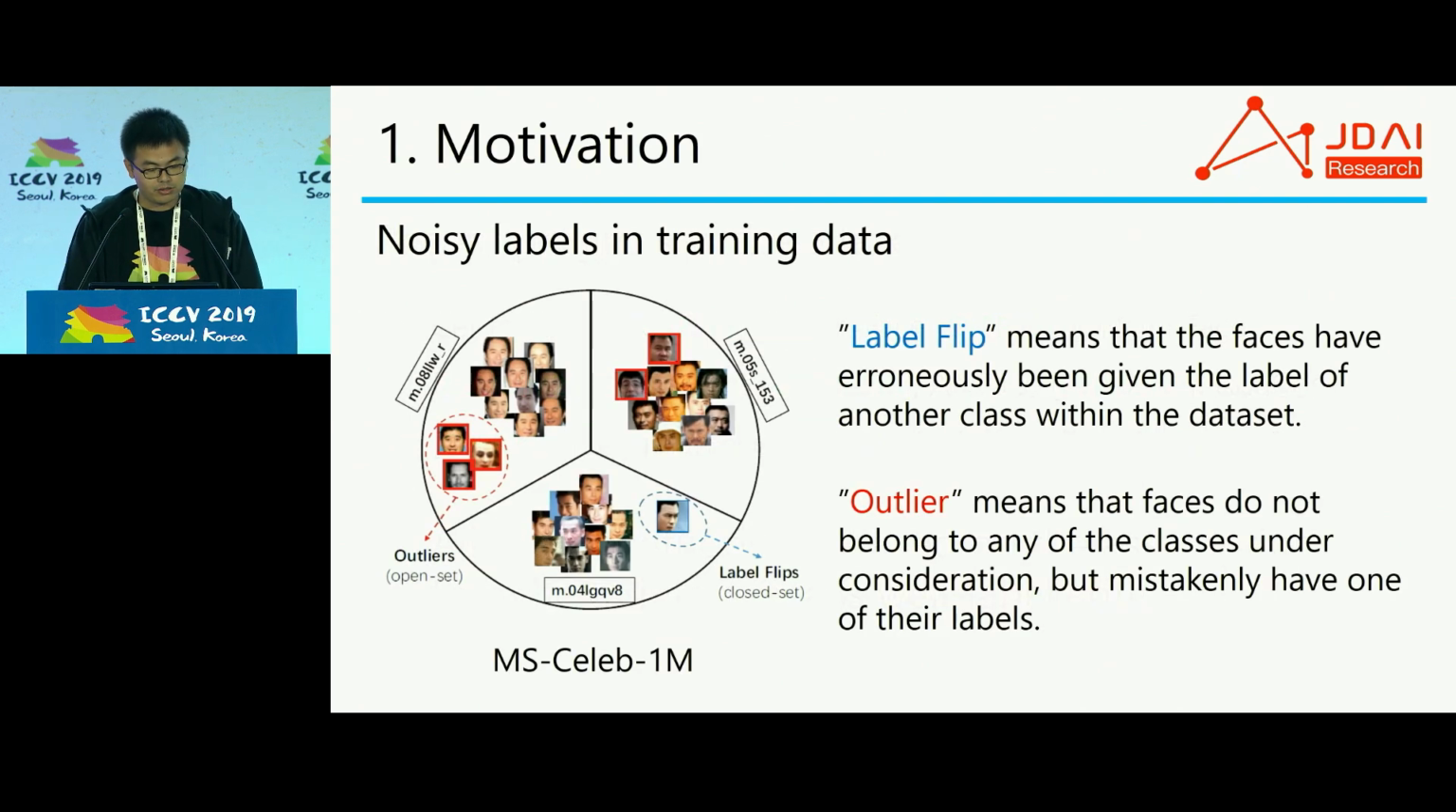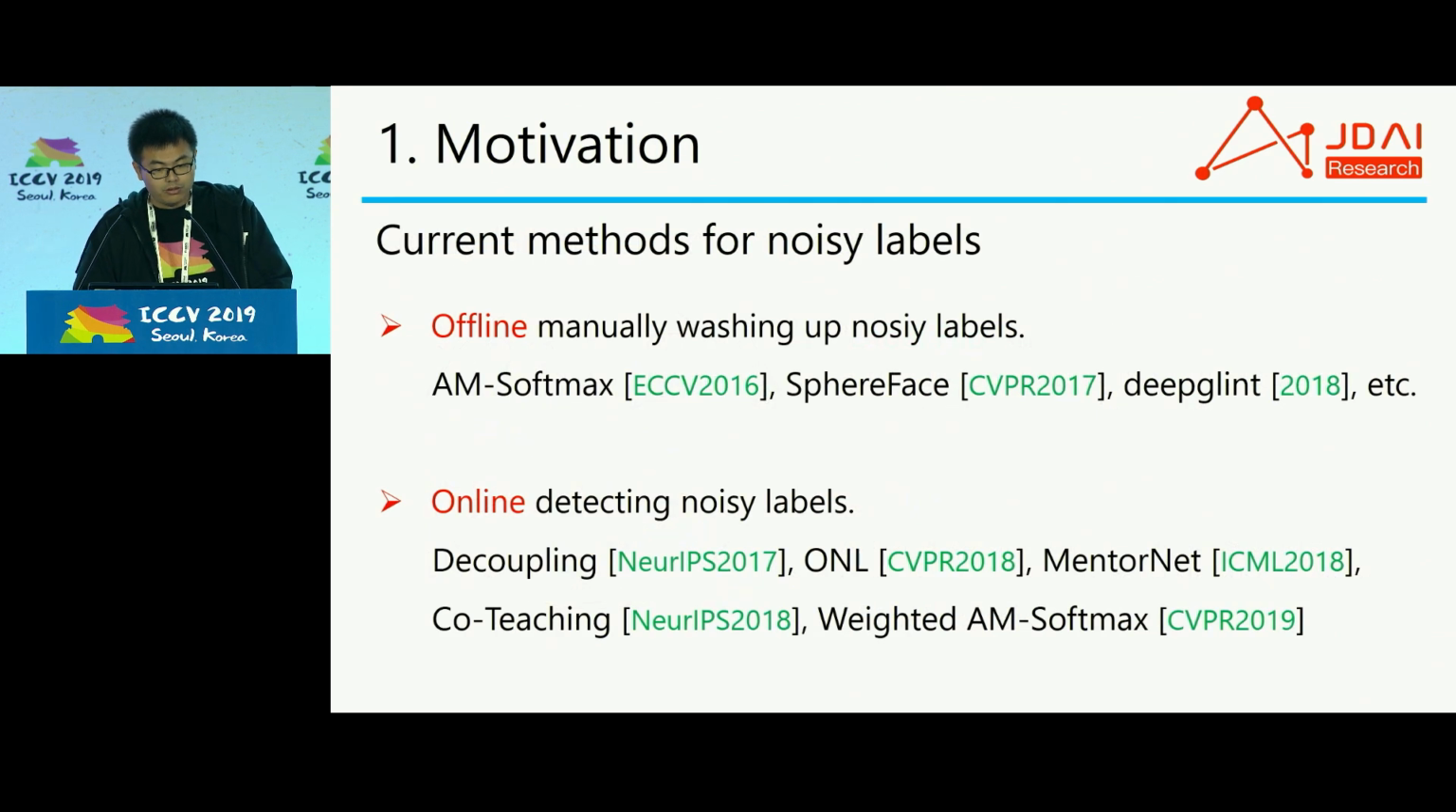For example, MS-Celeb-1M contains two kinds of noisy labels. Label flip means that faces have been erroneously given the label of another class within the dataset, while outlier means that faces do not belong to any of the classes under consideration, but mistakenly have one of their labels. It is well known that noisy labels will degrade the robustness of the learned face models.